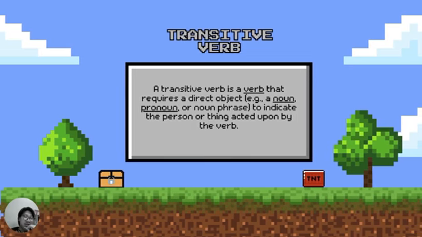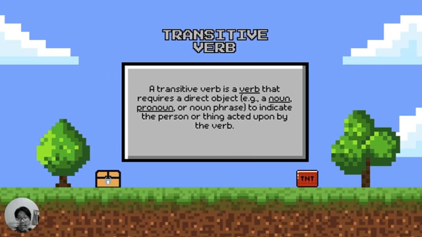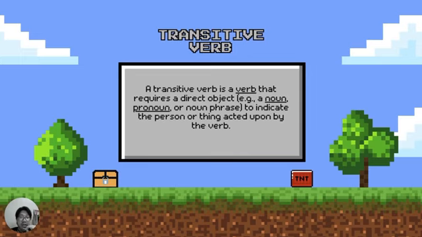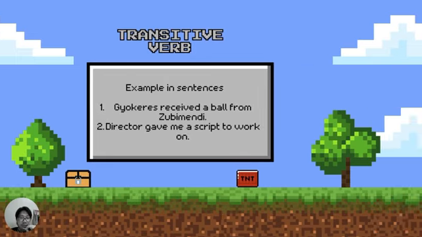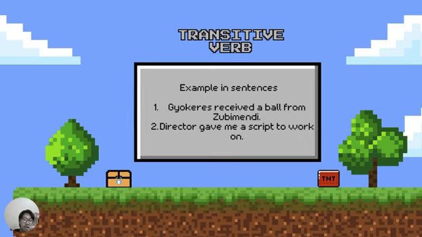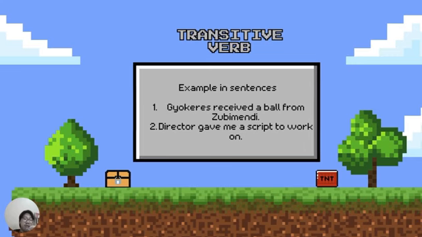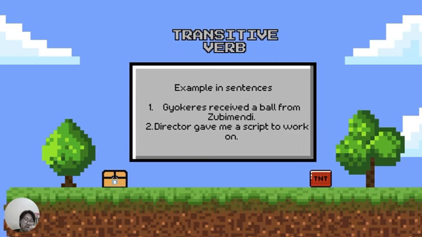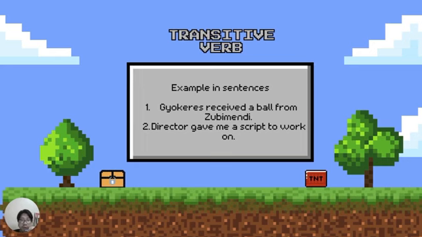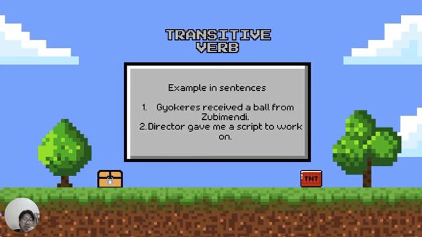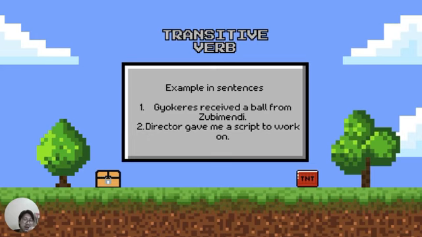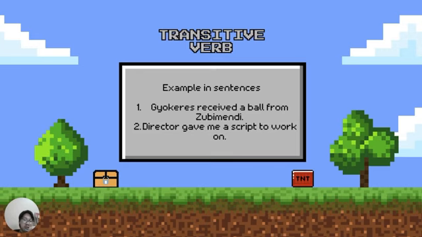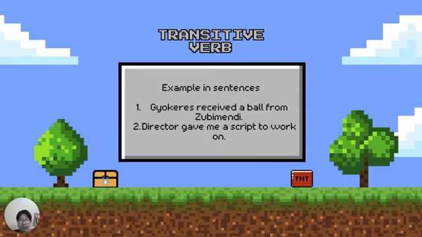A transitive verb is a verb that requires a direct object, for example a noun, pronoun, or noun phrase to indicate the person or thing acted upon by the verb. So a few examples in sentences for transitive verb. In this case, Gyökeres received a ball from Zubimendi. The direct object is a ball. The second, the director gave me a script to work on. Again, you have to find the direct object, which in this case is a script.